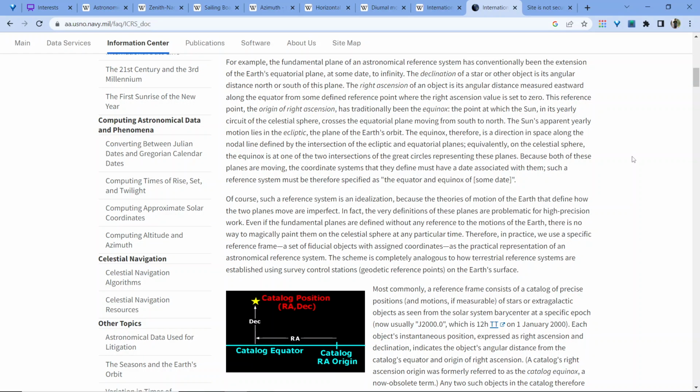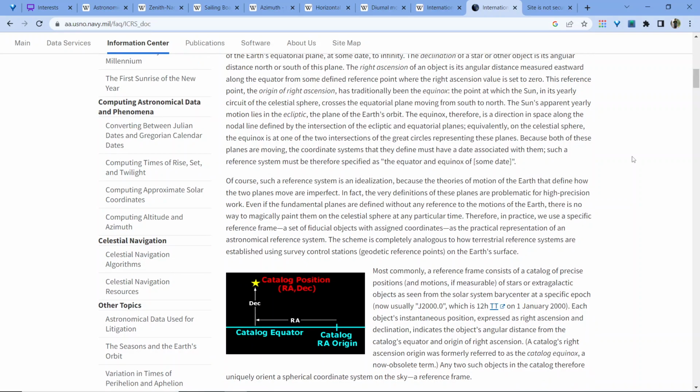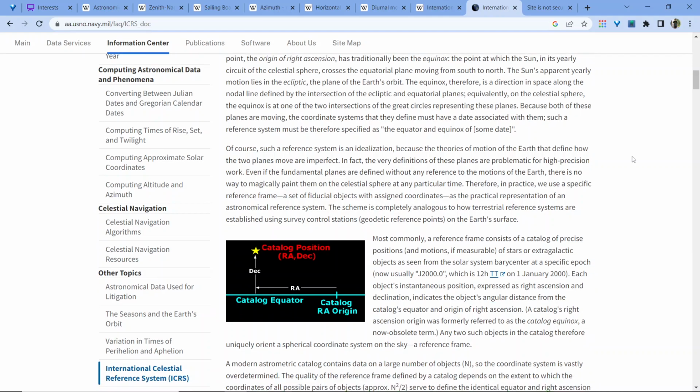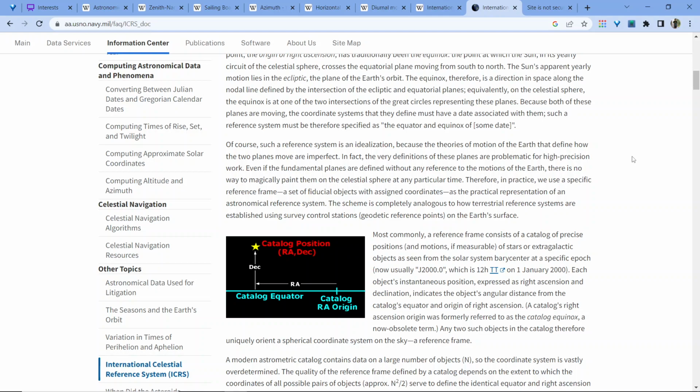Of course, such a reference system is an idealization, because the theories of motion of the Earth that define how the two planes move are imperfect. In fact, the very definitions of these planes are problematic for high-precision work. Even if the fundamental planes are defined without any reference to the motions of the Earth, there is no way to magically paint them on the celestial sphere at any particular time. Therefore, in practice, we use a specific reference frame, a set of fiducial objects with assigned coordinates, as the practical representation of an astronomical reference system.